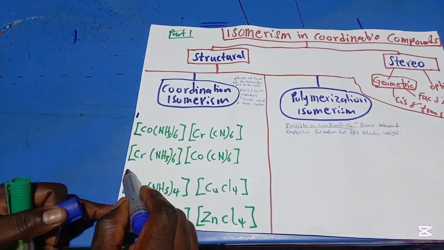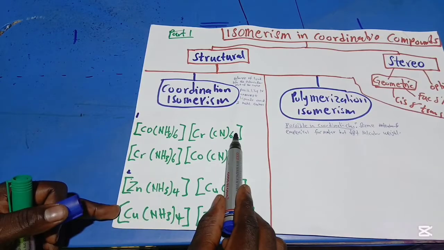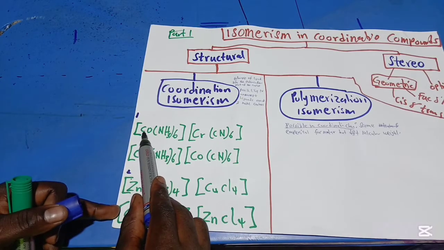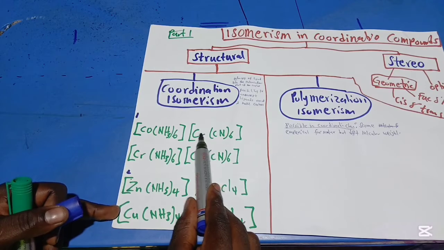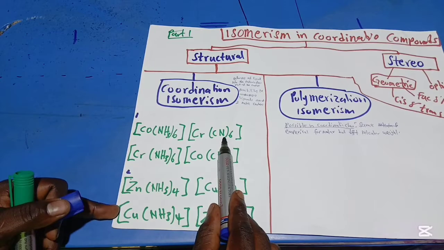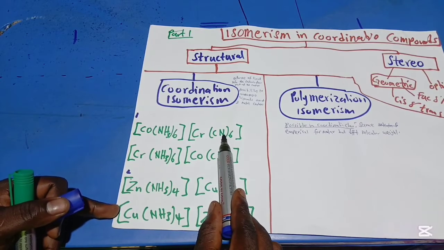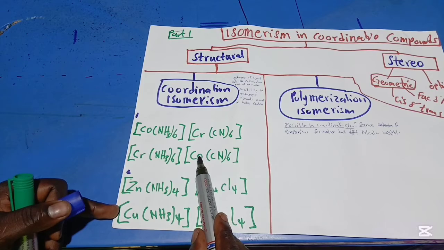This is number one, and this is number two. You will see that in the first pair of complexes, we have cobalt coming first and chromium coming second. We have cobalt forming a complex with ammonia, and chromium forming a complex with cyanide. In the second one, we have chromium forming a complex with ammonia, followed by cobalt forming a complex with cyanide.